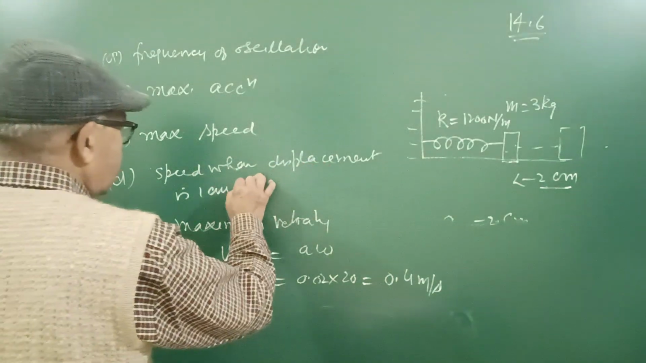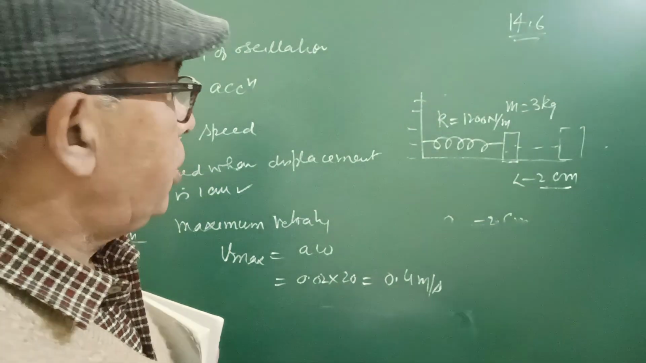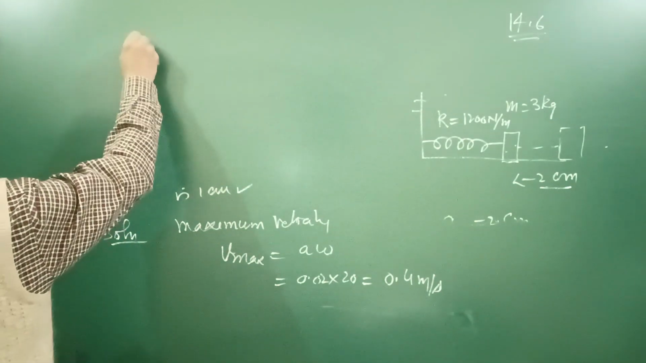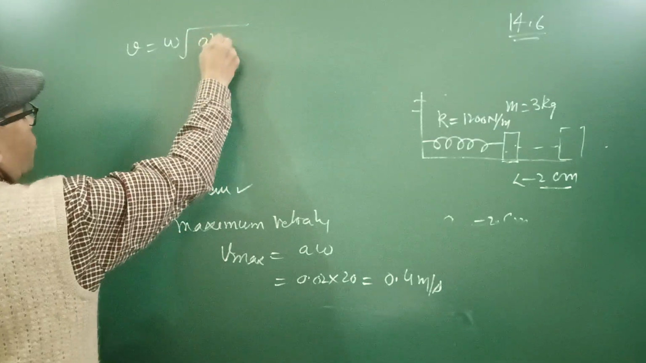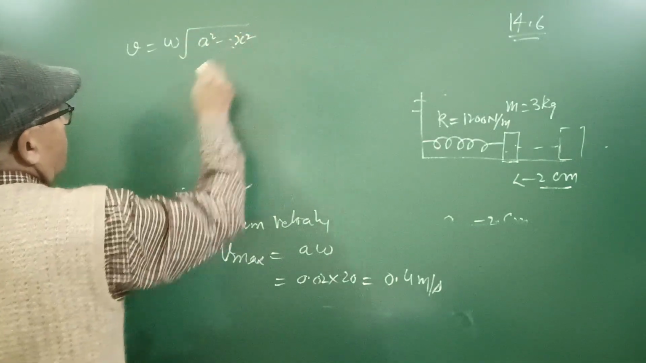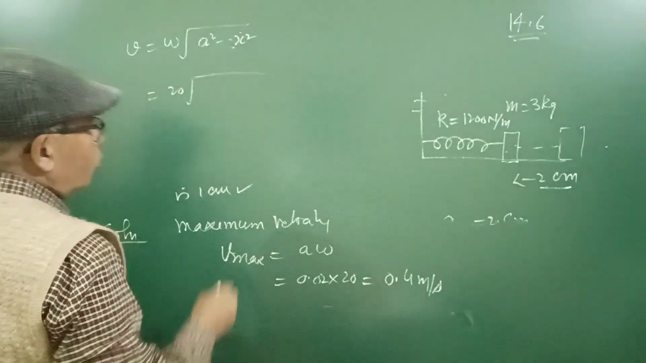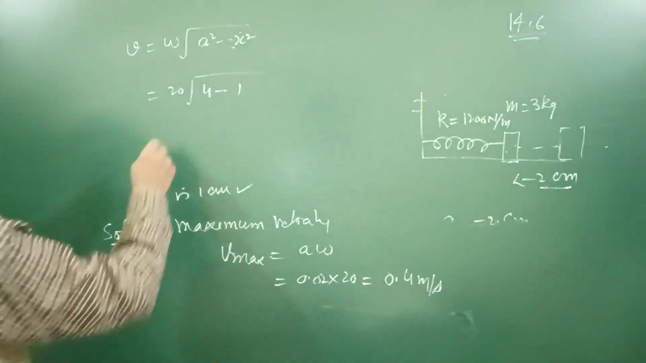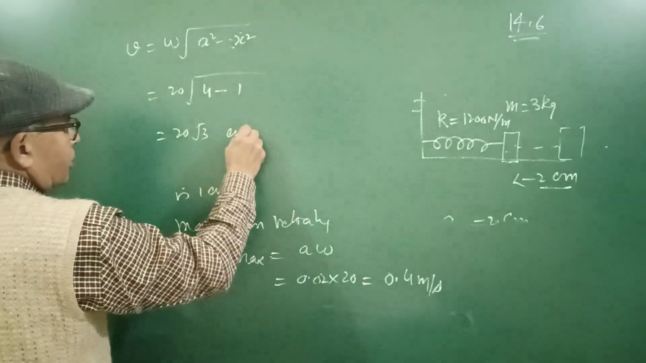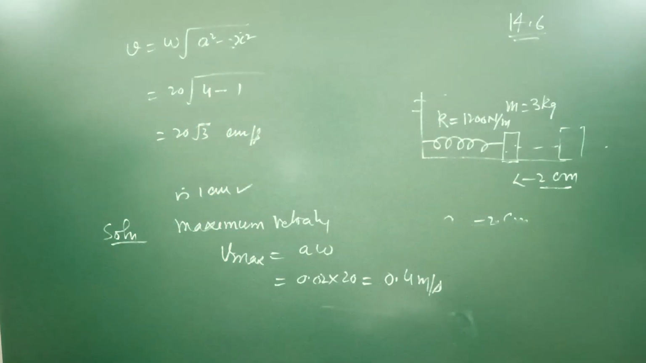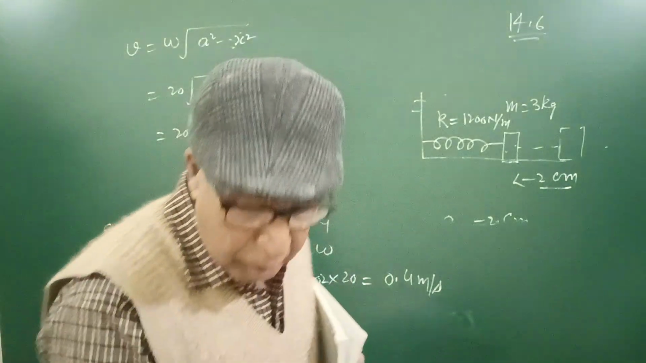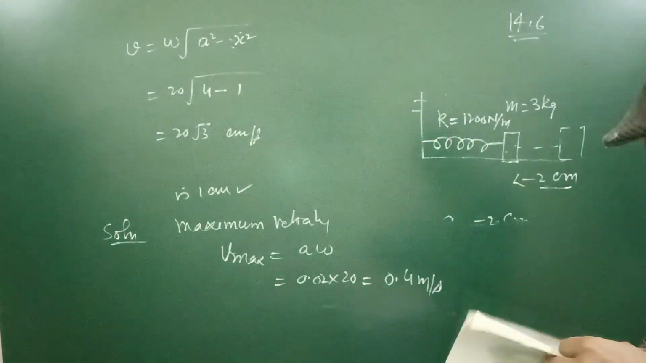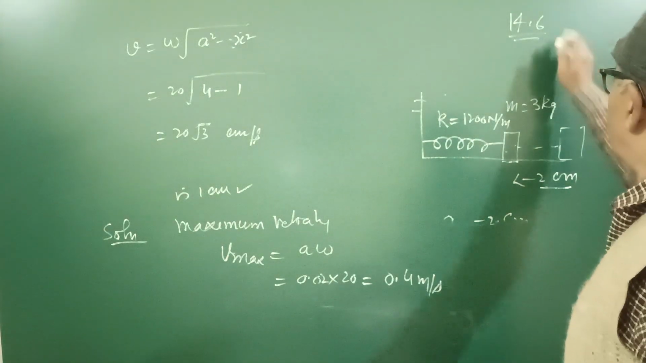Now speed when displacement is 1 centimeter. Speed of the mass when displacement is 1 centimeter, we know v equal to omega under root a square minus x square. Omega 20, a is 2 centimeter, square 4, minus 1 square 1, so it is 20 root 3 centimeter per second. You can leave it as such. There is no need to convert. Actually, in exam, our purpose is only to evaluate whether you understand physics or not. So this was question 14.9.